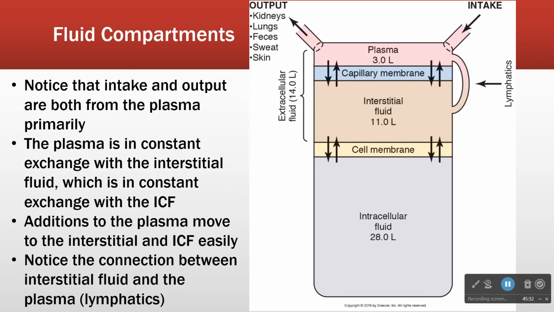So you'll see that most of the fluid in our body is intracellular. The plasma is the circulating volume, and it's actually relatively small. If you do the math, 28 plus 11 is what, 39? So less than 10% of our fluid is circulating, all right? And this plays a role in how we manage patients.